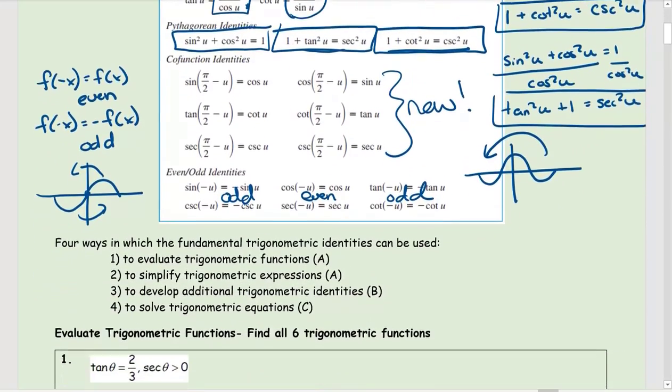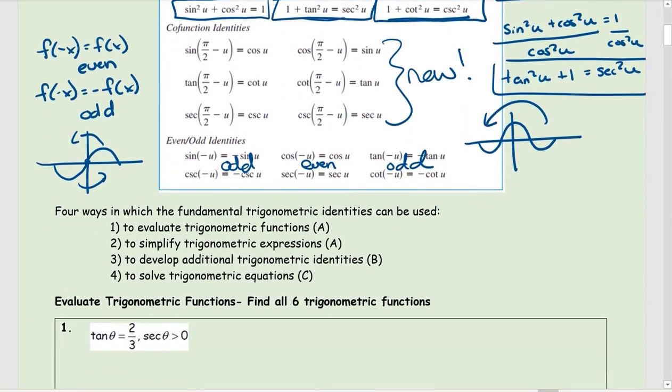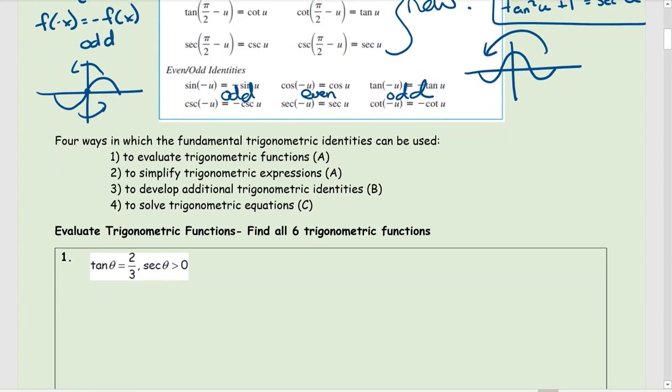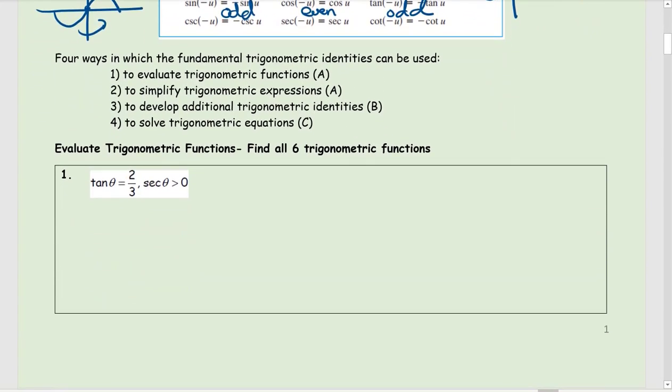There are 4 ways in which the fundamental trigonometric identities can be used, and today we're going to talk about the first 2: evaluating trigonometric functions and simplifying trigonometric expressions. Tomorrow, we're going to talk about developing additional trigonometric identities, and later on, solving trigonometric equations. Okay, so the first thing we can do here is evaluate trigonometric functions.